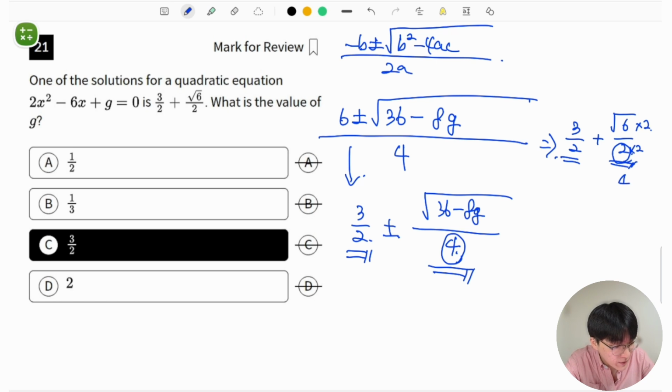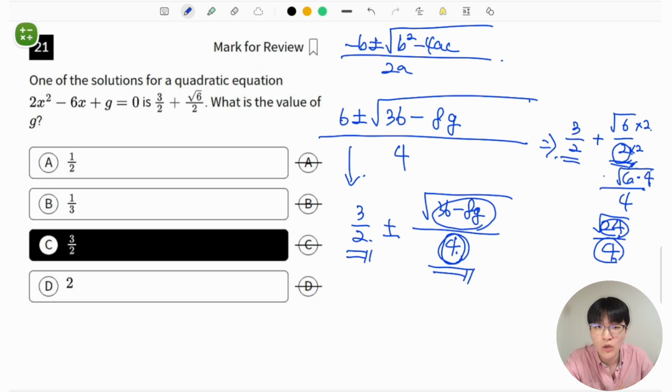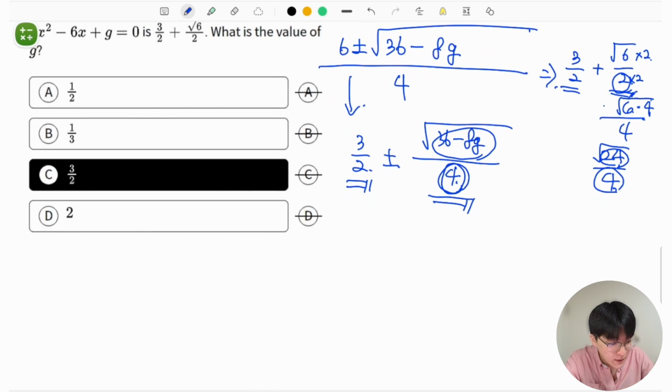Then we get the denominator here is 4. We match the denominator, and we get 2 root 6. And if we want to plug this 2 inside of the square root, then that is actually equal to 4. So effectively, it's square root 24 divided by 4. And since we just match the denominator, as long as we match whatever is inside of the square root, then we're going to be able to find the value of g.